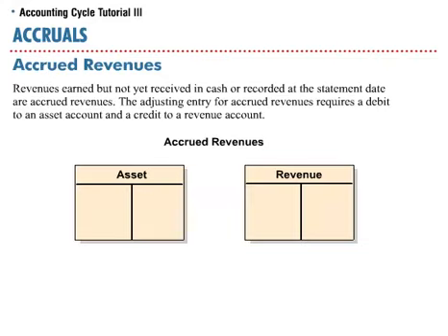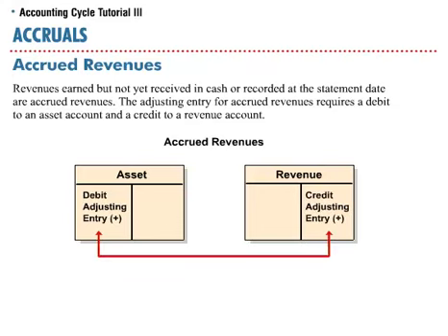Revenues earned but not yet received in cash or recorded at the statement date are accrued revenues. Accrued revenues may accrue with the passing of time. For example, interest revenue and rent income are the result of services that have been performed but neither billed nor collected. The adjusting entry for accrued revenues requires a debit to an asset account and a credit to a revenue account.